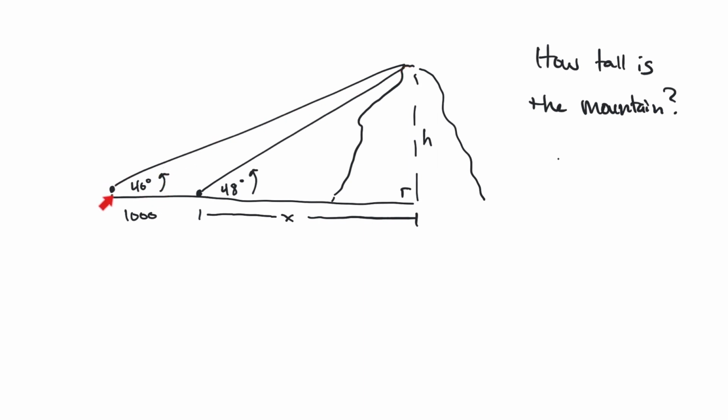Your friend walks 1,000 feet in front of you on flat level ground, and they do the same thing. They have to look up a little bit higher because they're closer to the mountain, so they look up at 48 degrees. The question is, how tall is the mountain here? You know that you have 1,000 feet between the two measurements. The distance from where your friend measures the angle to the center of the mountain, where the base is, is x. We're going to call the height of the mountain just h. So the question is, how tall is the mountain?